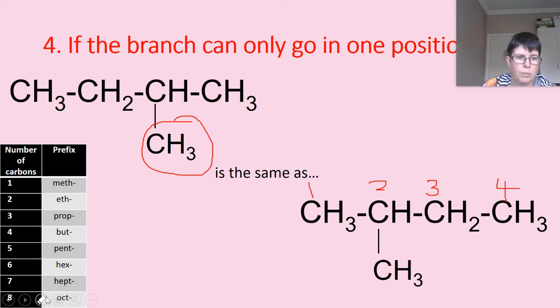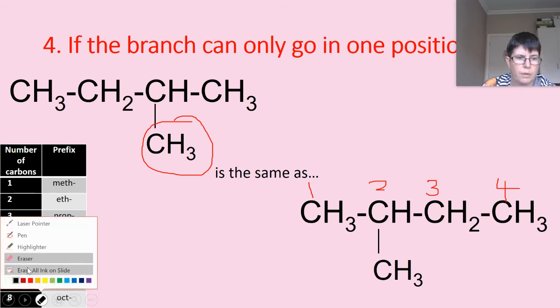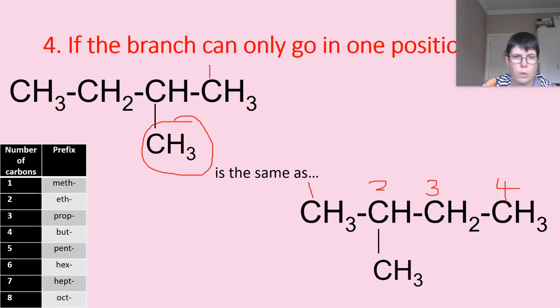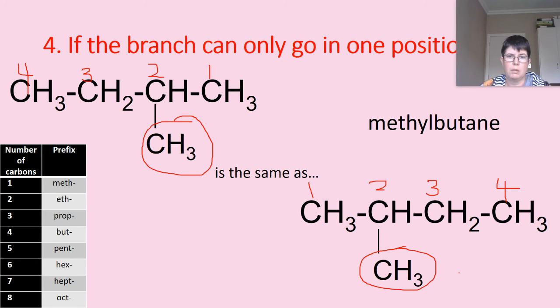So we should be numbering it so the numbers are as small as possible. So this is 1, 2, 3, 4. Okay, but there's actually only one place that the methyl group can go. So we can name it just methylbutane.